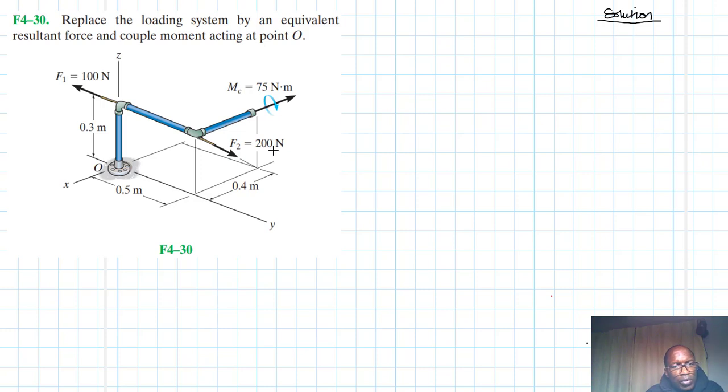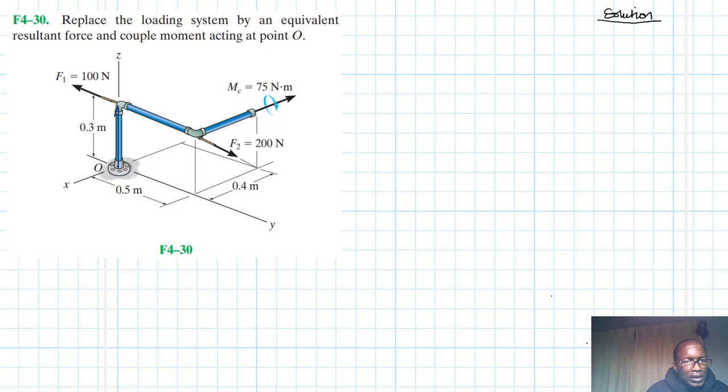Since this is a 3D problem, we are going to use the vector analysis method to sum up the forces using vector forces, and also take moments about point O using the vector analysis for moments, which is the cross product. Right. So we have force 1, force 2, and we have a couple moment there. Let's start with defining the vector arms from O to each of the forces. So let's start with this one there.